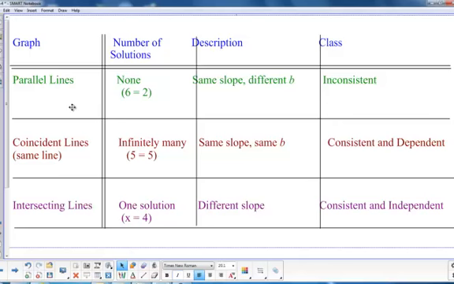So parallel lines are inconsistent. The same line, which is also called coincident lines, are consistent and dependent. And intersecting lines are consistent and independent.